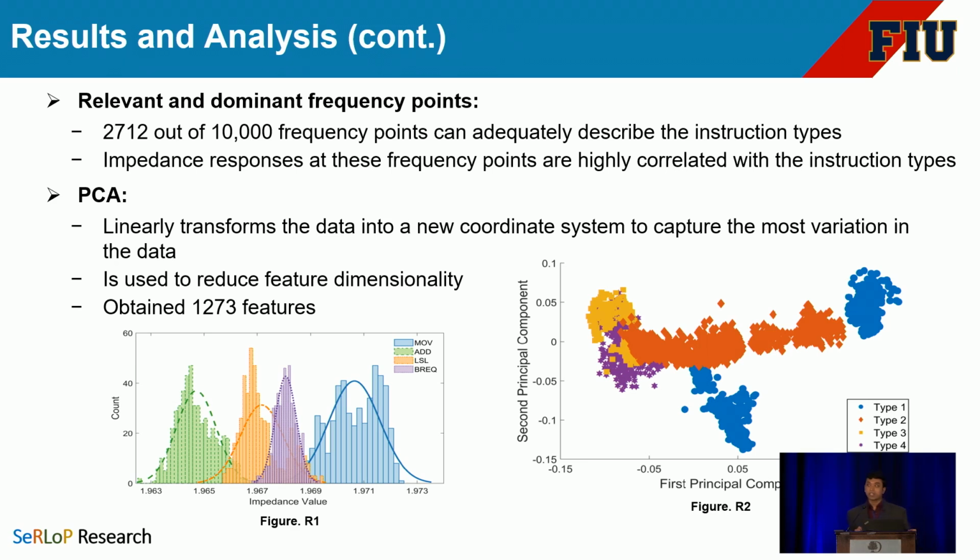So our VNA can collect 10,000 frequency points, and after the frequency selection, we found that 2,700 frequency points can adequately describe the instruction types. And we also observed that the distribution of the response at those frequency points is well defined. Then we did the principal component analysis and found that 1,200 features are enough to differentiate the instruction types.